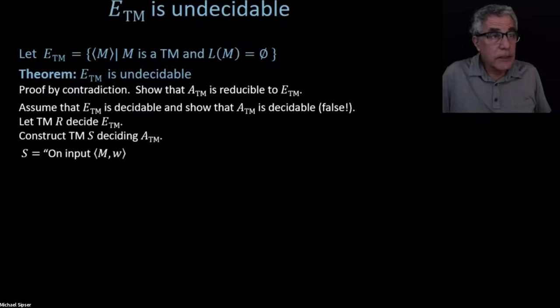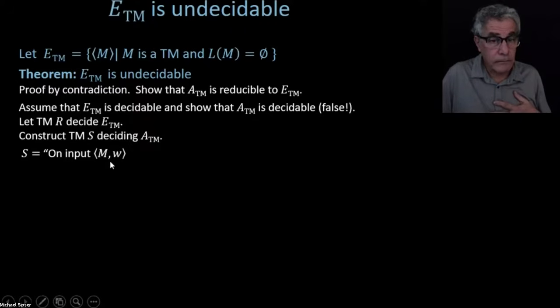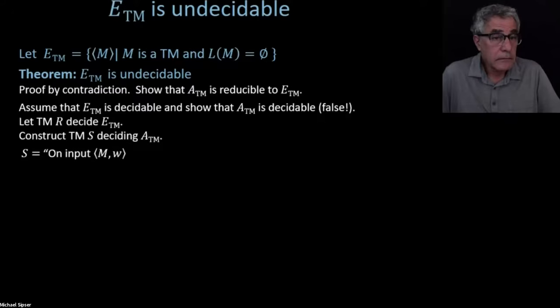Why? Suppose R tells us that M's language is empty. Why is that good? Well, now we're done, because now we can reject. If M's language is empty, it's clearly not accepting W because it's not accepting anything. So if R says M's language is empty, then we're good.